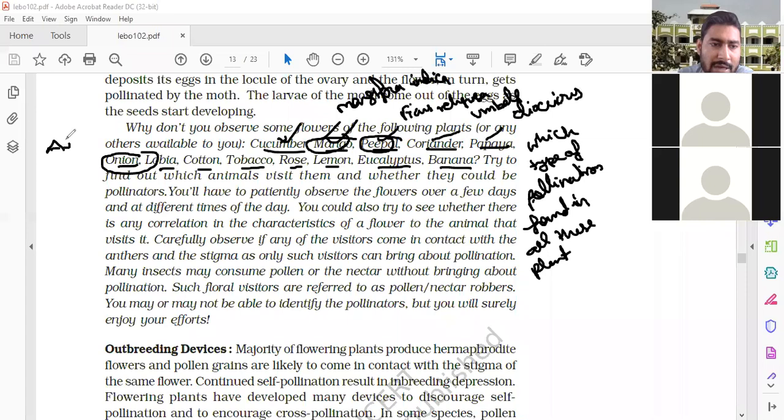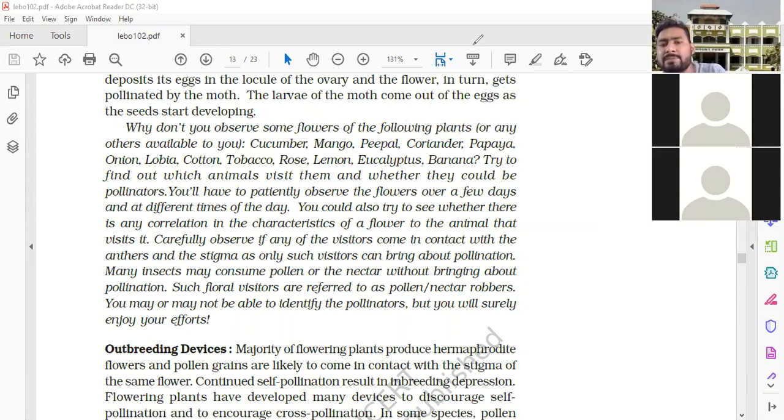Onion, Allium cepa, Allium sativum, that is garlic. Allium cepa, clear? Lobia, cotton, tobacco, rose, China rose, lemon, eucalyptus, and banana. So all these plants generally represent which type of pollination? Insect pollination, entomophily. So here you can say the answer should be entomophily type.